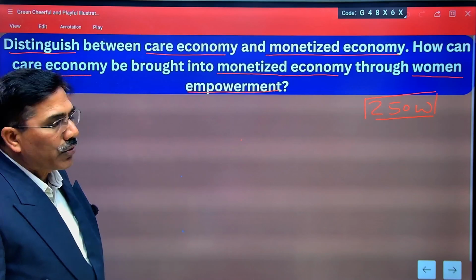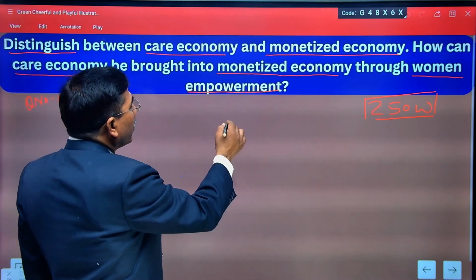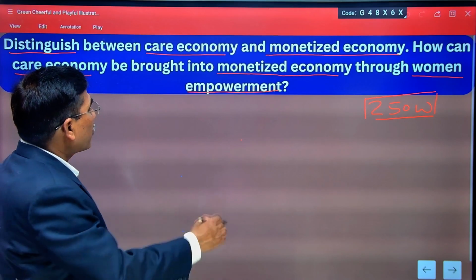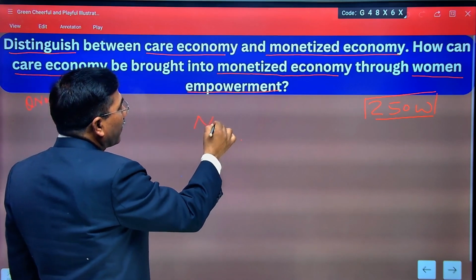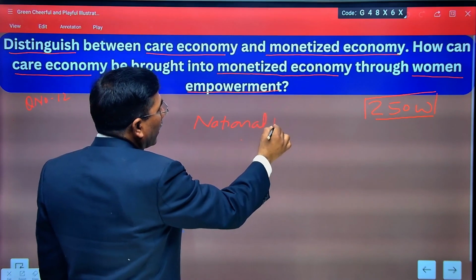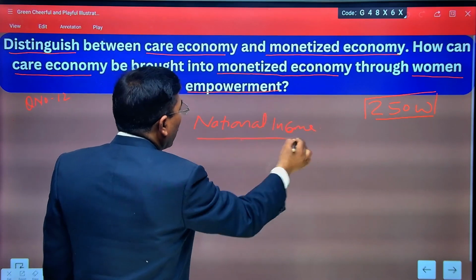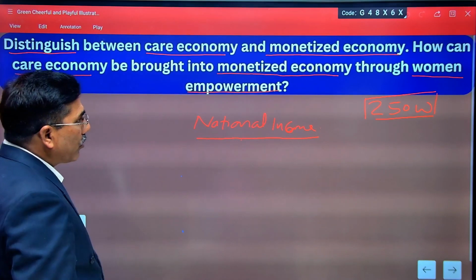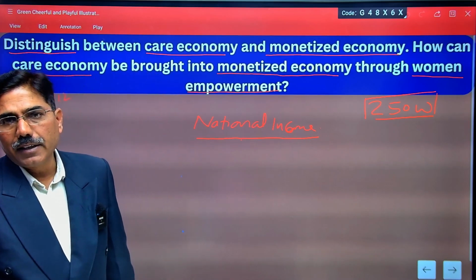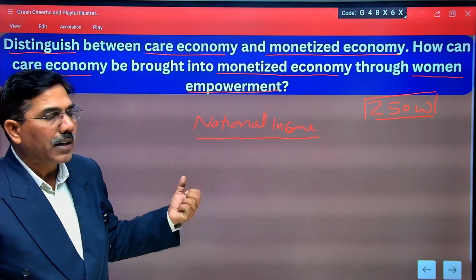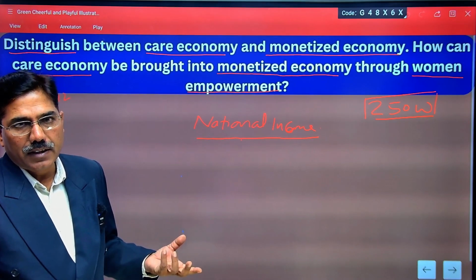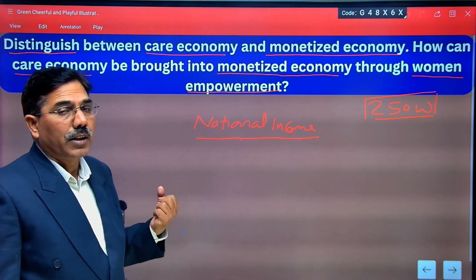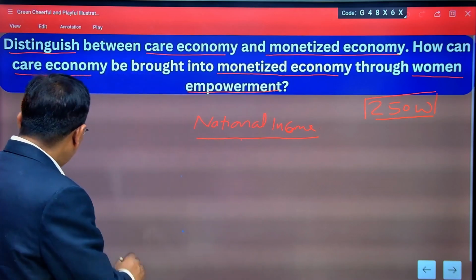At the second point, what do you have to do? Again you have to develop a structure for this question, and you should know clearly that this question is asking about the national income of the Indian economy. If you go through the topic of national income, you will identify that there are certain limitations in the measurement of national income, and one major limitation is unpaid work, or care economy. Now you are clear about where this question comes from.